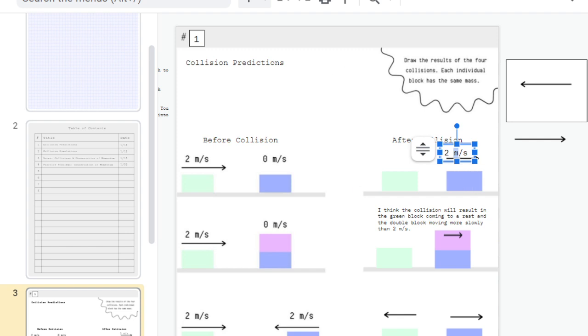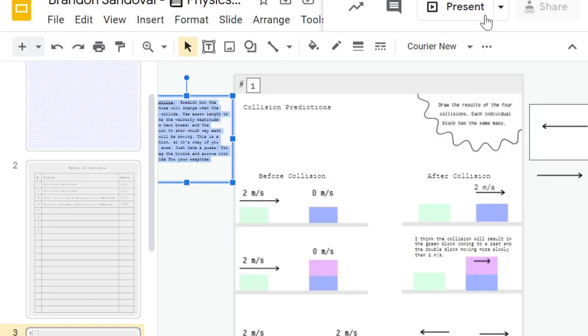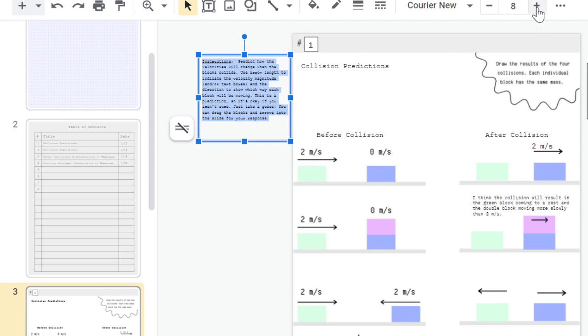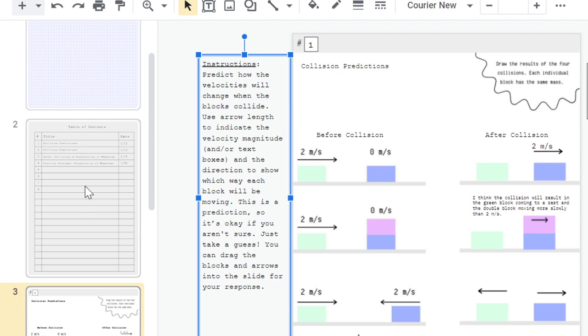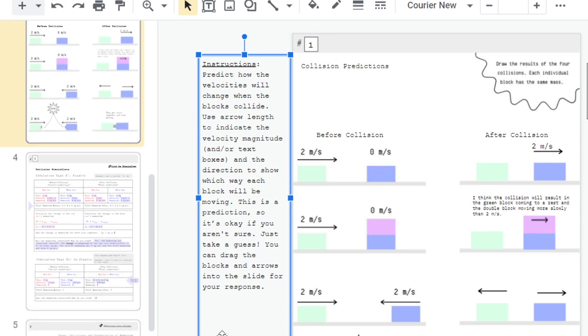You'll notice that if you scroll to the side, there are some instructions here. Let me increase the text size on that real quick. Feel free to do that. You can modify the text so that it's legible for you. And that's it for slide number 1.